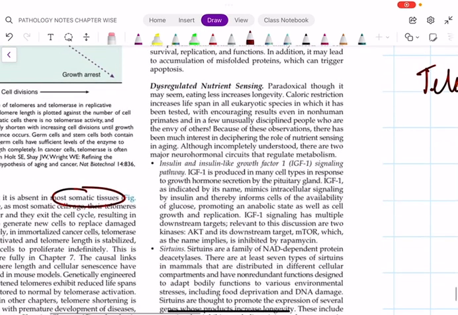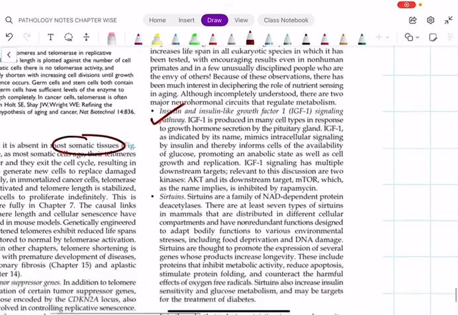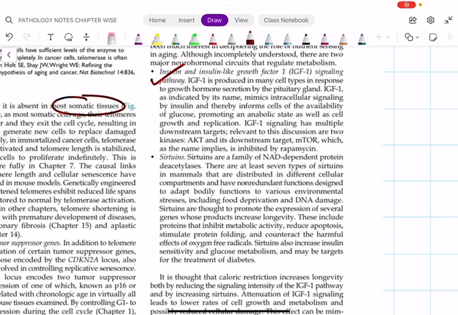Then we have insulin and insulin-like growth factor. They are again going to prolong life. And sirtuins. What are sirtuins? Sirtuins is an important question. They are NAD-dependent protein deacetylases. Around 7 types of sirtuins are present in our body.